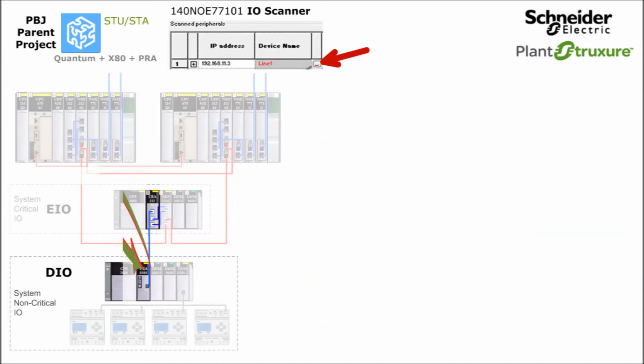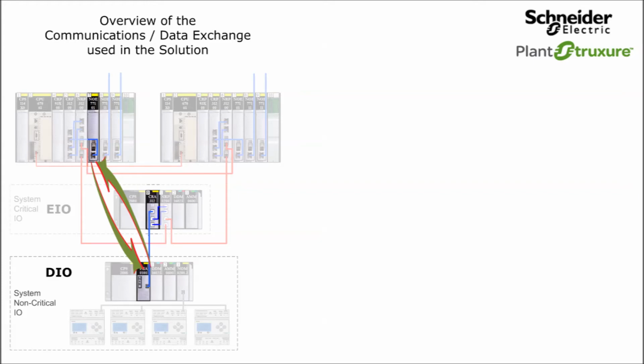The last function required by the X80 DIO drop is to have the BMX PRA know the status of the Quantum system. This is necessary because the preferred operation is to have the DIO drop act like an EIO drop and include the option to set the output states to predetermined states in the event of a communications loss or a stop of the Quantum controller.